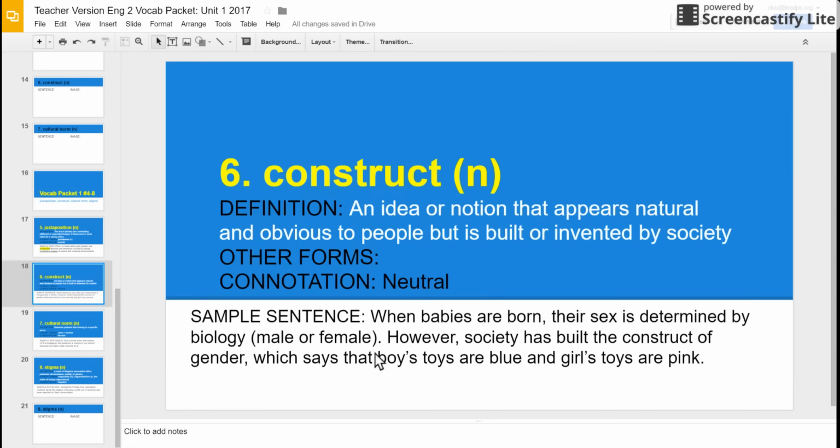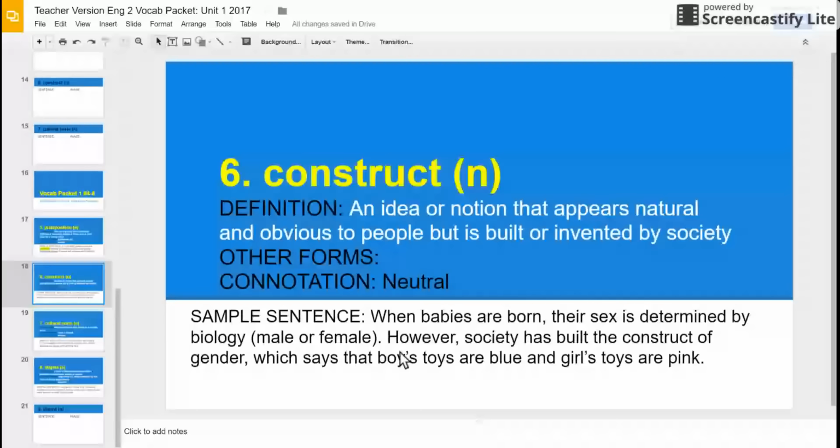We're going to move on to the term construct. You can also think about the word to construct, which is a verb. And the definition here is it's an idea or notion that appears natural. So most of us think that it is something natural and obvious to people, but what we don't realize a lot of times is it is built or invented by society. So somebody has made a decision about this.